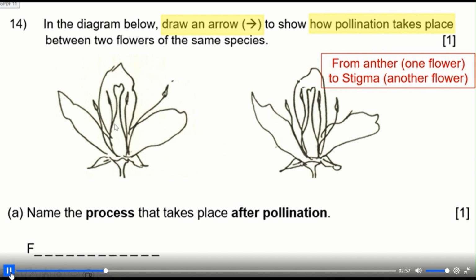So I have over here the first flower with one stigma and four anthers. Second flower, the stigma over here with the four anthers. So I pick one anther from the first flower and draw an arrow to the stigma of the second flower. So this will be our answer. There are other possible answers as long as you show that the arrow points from the anther of one flower to the stigma of another flower.